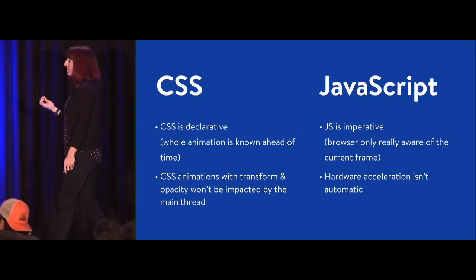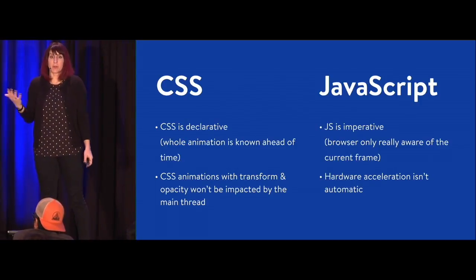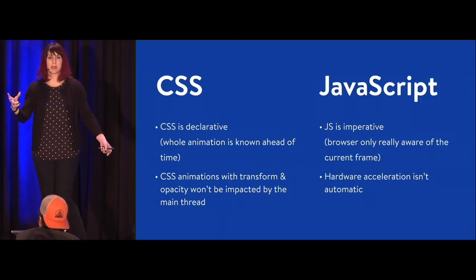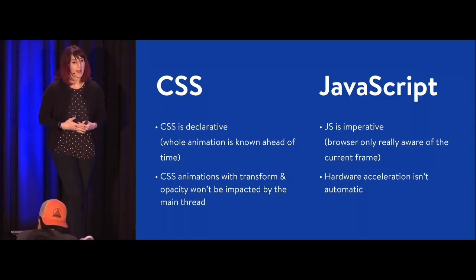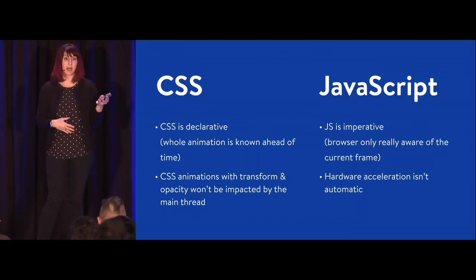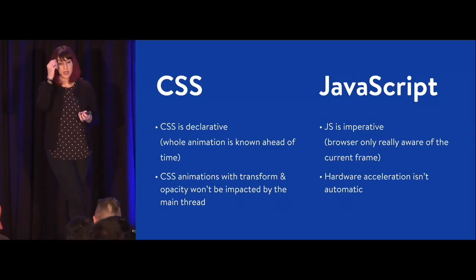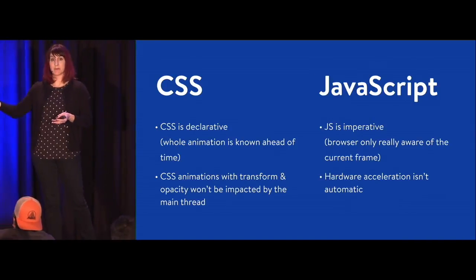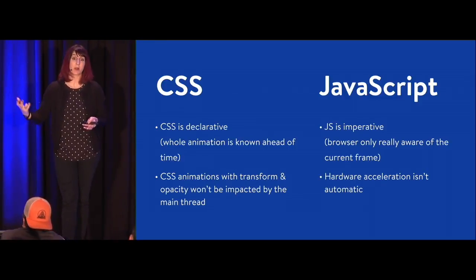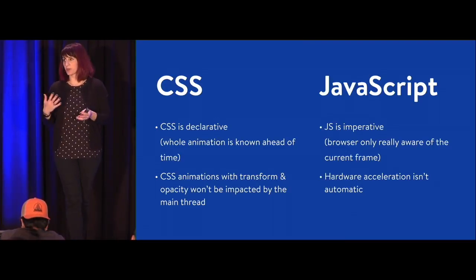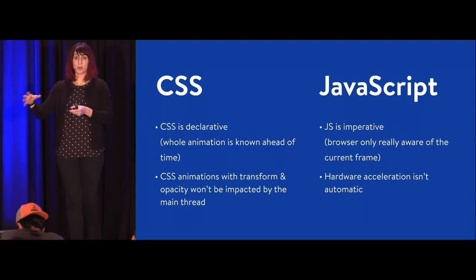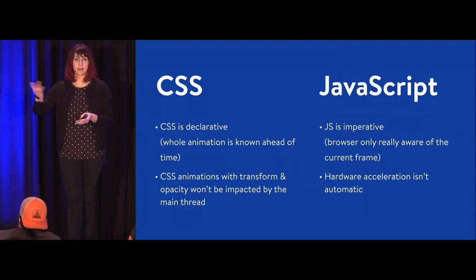JavaScript, like we saw when we were doing our requestAnimationFrame animation, the browser only really knew what was happening on that one current frame. It didn't know what already happened. It didn't know what's coming next, just change this much per frame. So that means we need to do a little bit more work to get some of these performance things that might come for free with CSS. So even if we are doing requestAnimationFrame animations with transforms and opacity, we still have to tell that JavaScript animation to be hardware accelerated. We can do that with a null 3D transform and that kind of thing.